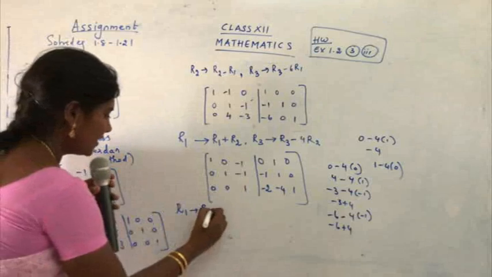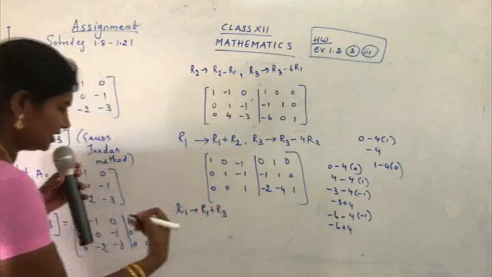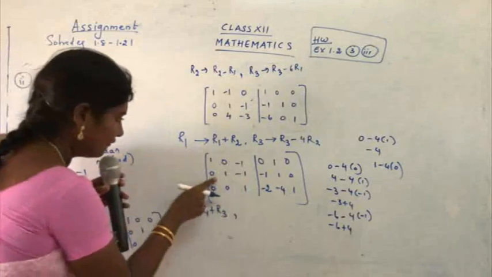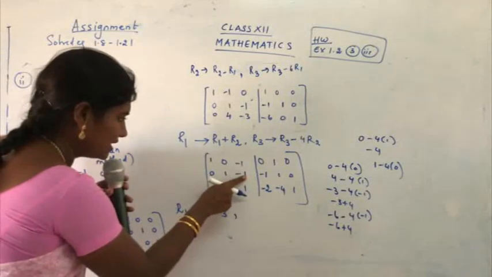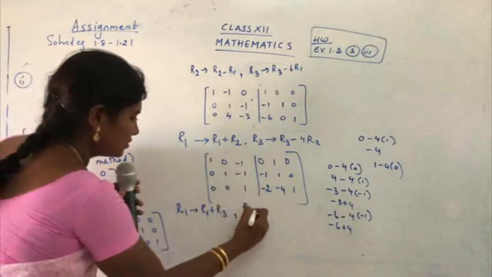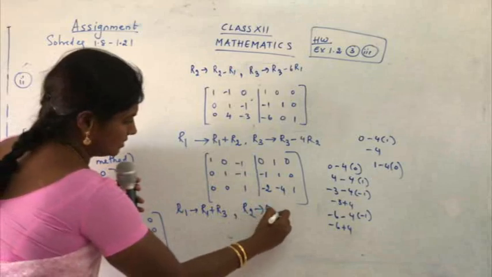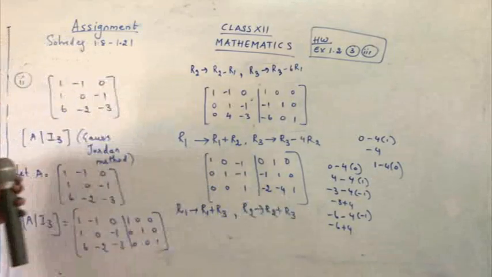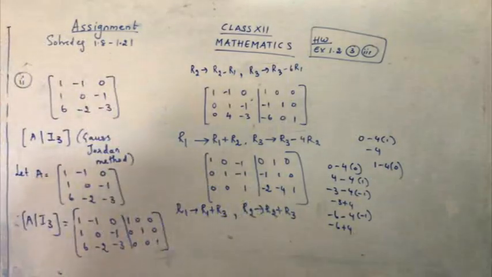Yes, children. So R1 changes to R1 plus R3. Done. And one more thing, I have to make the second row's element also 0. Yes. So R2 changes to R2 plus R3. So we have to just change the first row and the second row.